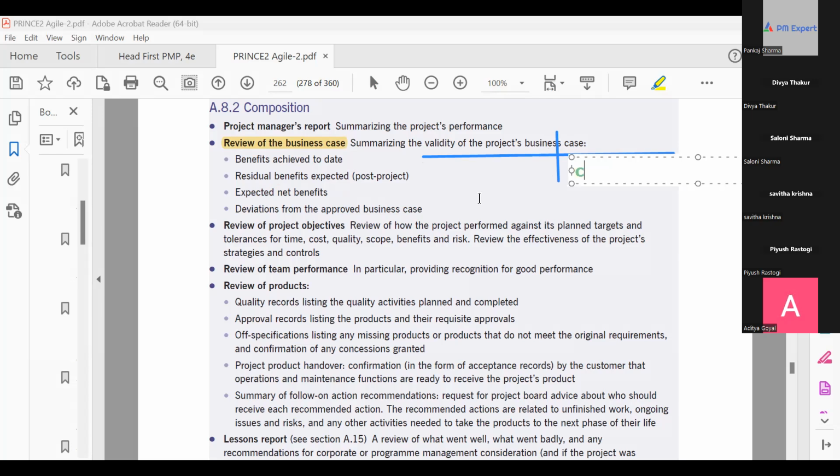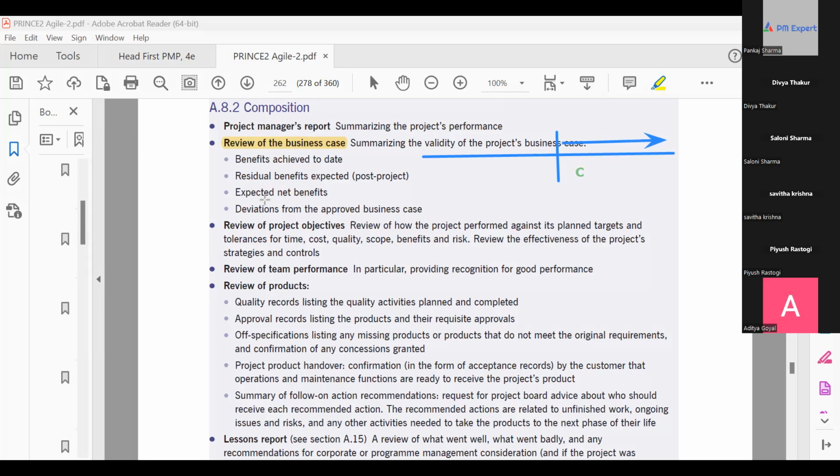Now, all the benefits after this point, will they be residual benefits or not? Yes. They are residual benefits. So these are residual benefits expected.